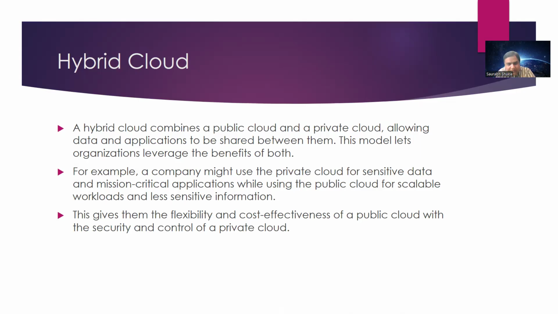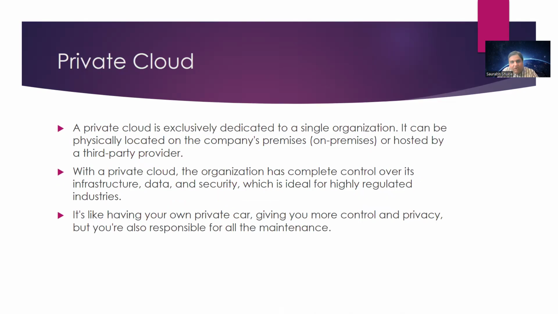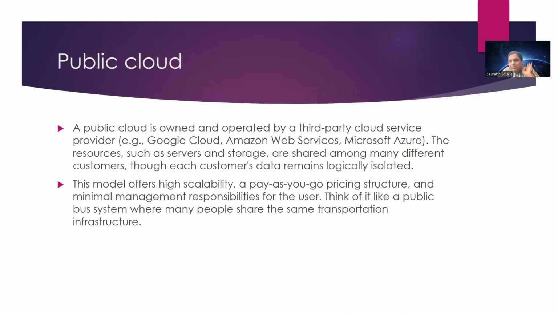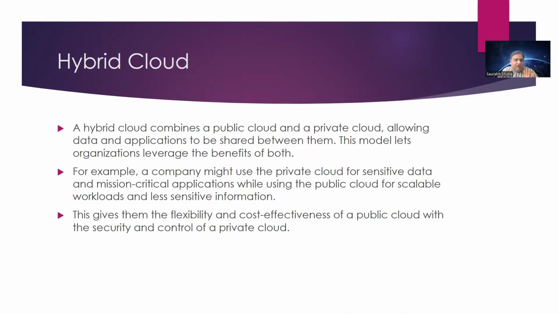And the rest of the things, like less sensitive information or workloads which they want to scale at a public level, they can keep in the public cloud. So this gives them the flexibility and cost effectiveness of a public cloud with the security and control of a private cloud. So both of them. Yeah. So mostly companies are using this hybrid cloud. They have some data with them, that is called the private cloud, but they put some data into the public cloud. So they are basically the hybrid cloud. So these three are the basic differences between the types of cloud, which I just want to explain to you guys.